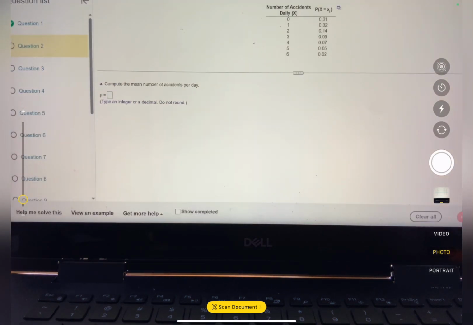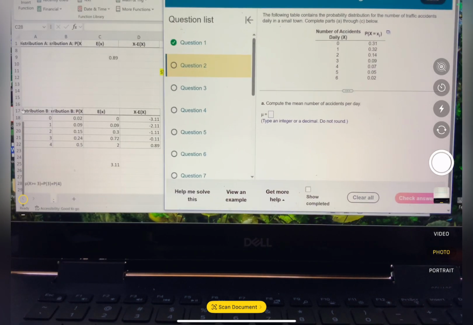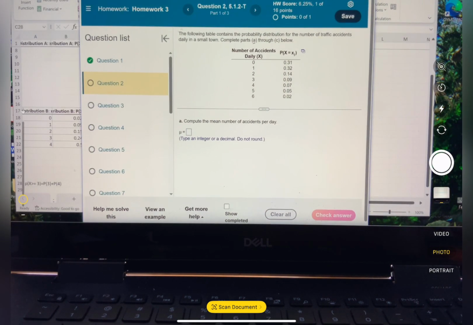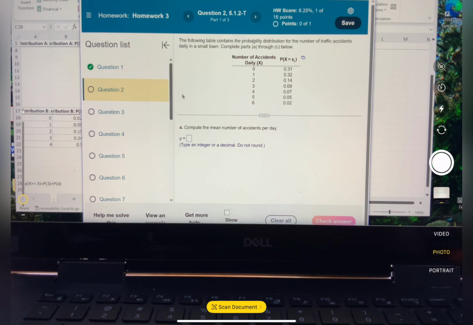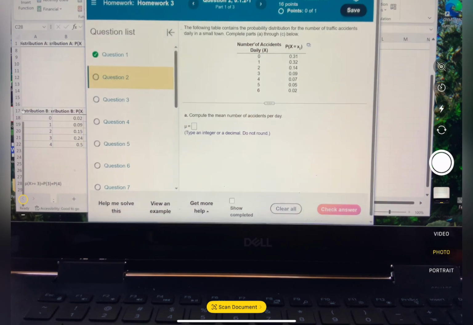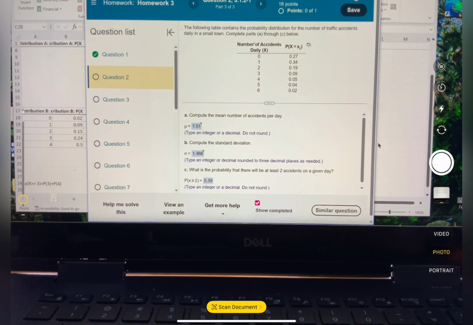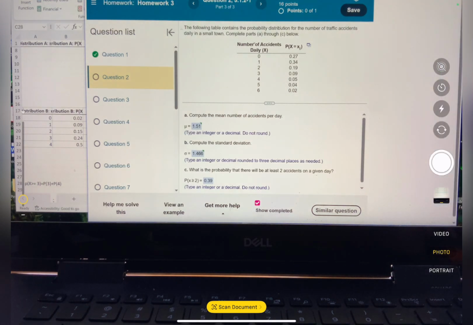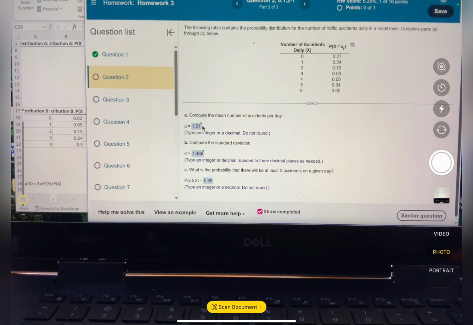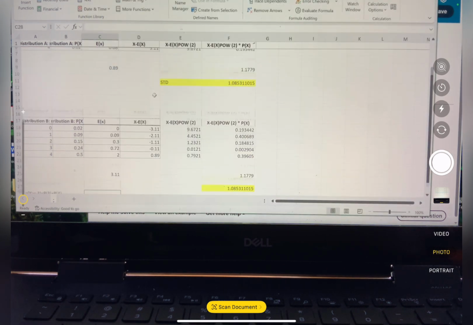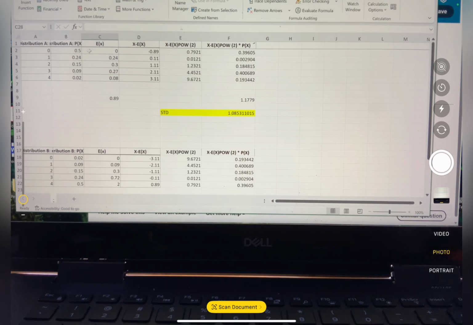Let me see what we have. Question number 2. Let me open the answer so it would be easier and faster to cover it. I already did this once, you already know. So we need to compute the mean. Computing the mean means computing E of x, which is what we are doing: taking x, multiplying by the probability of x.